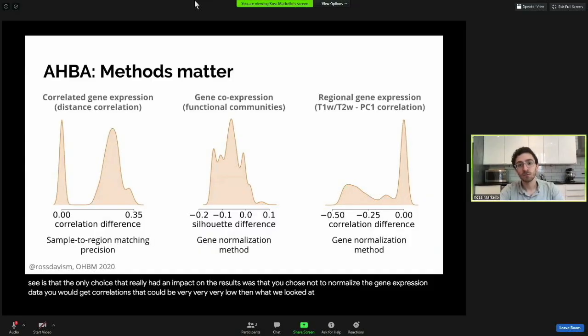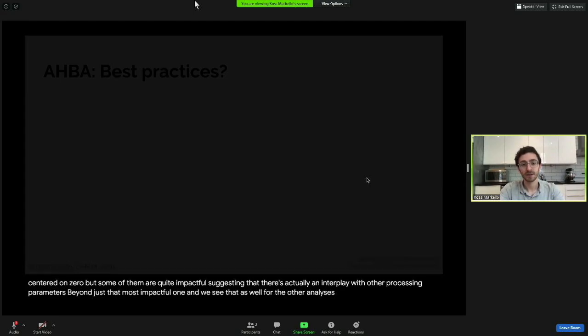Then what we looked at was the difference between those distributions that I was just showing. So if we take, for example, in the correlated gene expression, the difference between the red and purple distributions, we get this kind of difference distribution. And we see that some of them are centered on 0, but some of them are quite impactful, suggesting that there's actually an interplay with other processing parameters beyond just that most impactful one. And we see that as well for the other analyses.